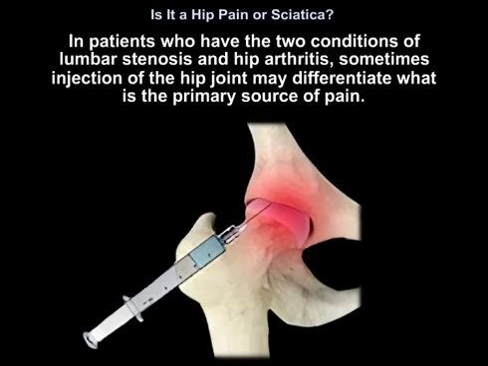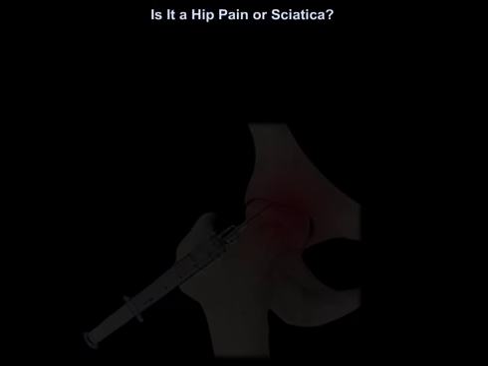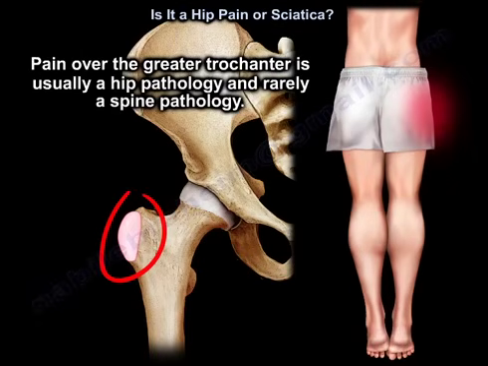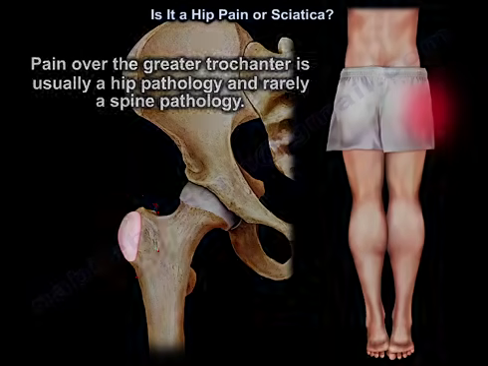In patients who have the two conditions, the lumbar stenosis and the hip arthritis, sometimes injection of the hip joint may differentiate what is the primary source of pain. If the primary source of pain is undetermined, the patient may need to have an injection. And if the patient gets more than 50% relief from the injection of the hip, then it is a hip problem. Pain over the greater trochanter is usually a hip pathology and rarely a spine pathology.